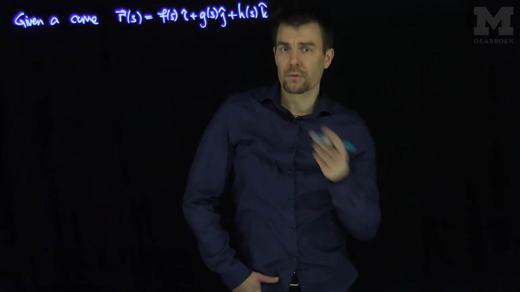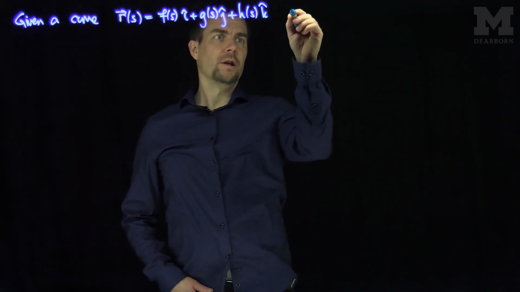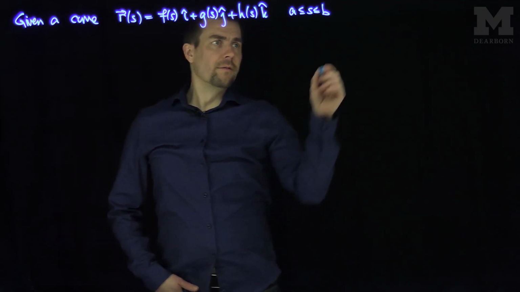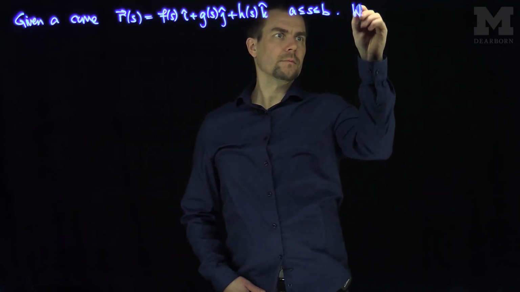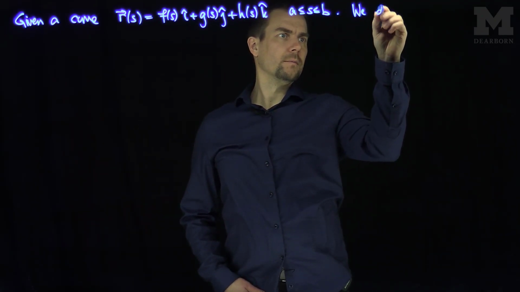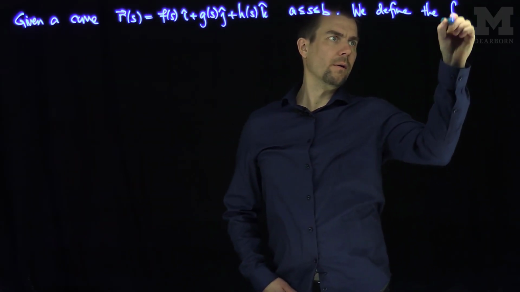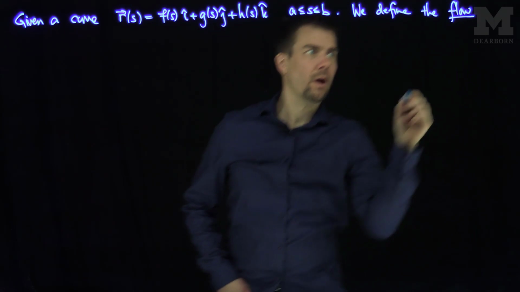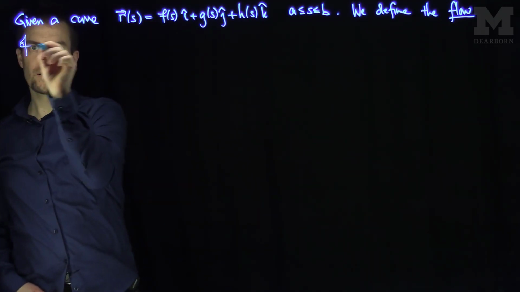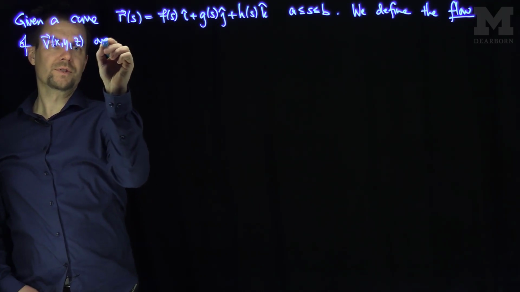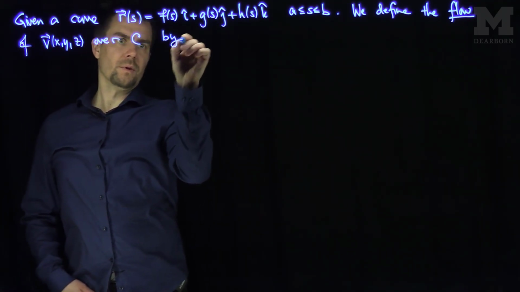It doesn't need to be. It could be a standard parameter too, or a general parameter. Here s goes between a and b. Then define the flow integral, the flow of a vector field v of x, y, z over c by this formula.